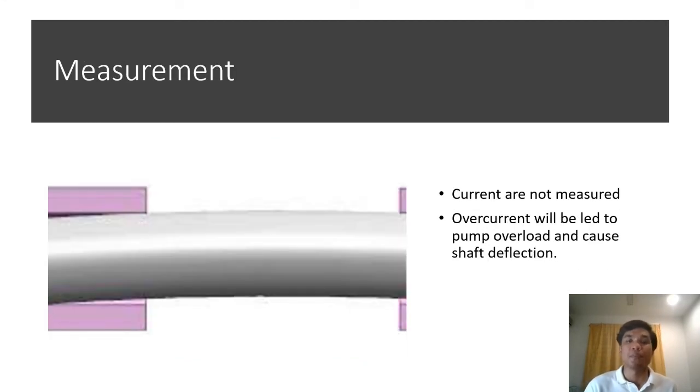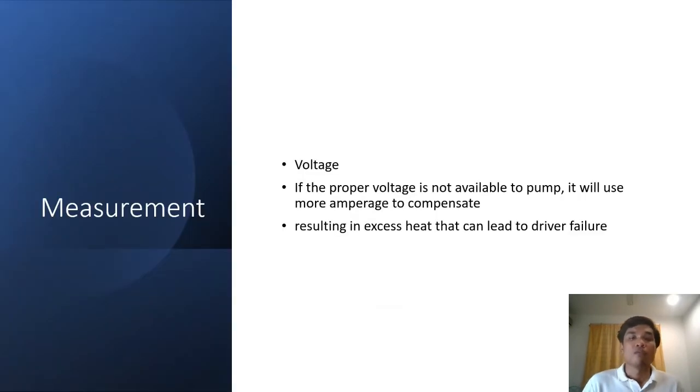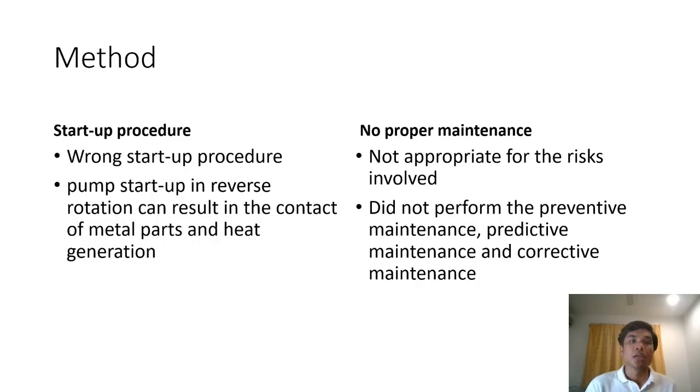Next cause is measurement. Current that is not measured will cause overcurrent, which will lead to pump overload and cause a shaft deflection. Voltage: if the proper voltage is not available to the pump, it will use more amperage to compensate, resulting in excess heat that can lead to driver failure.